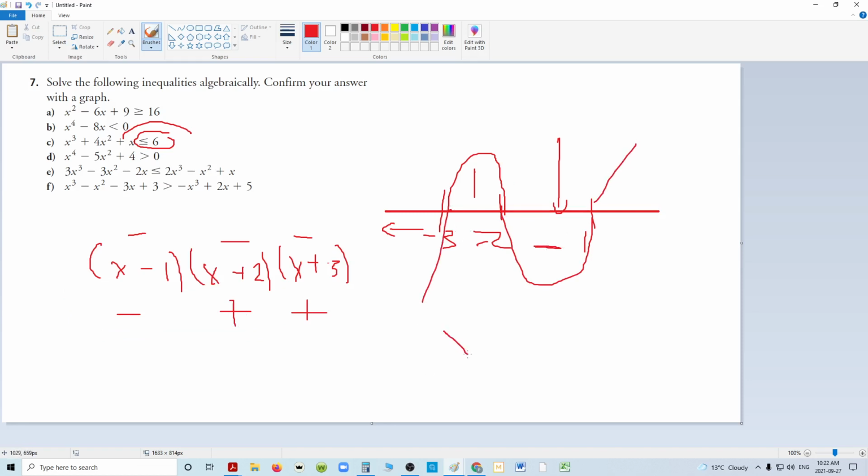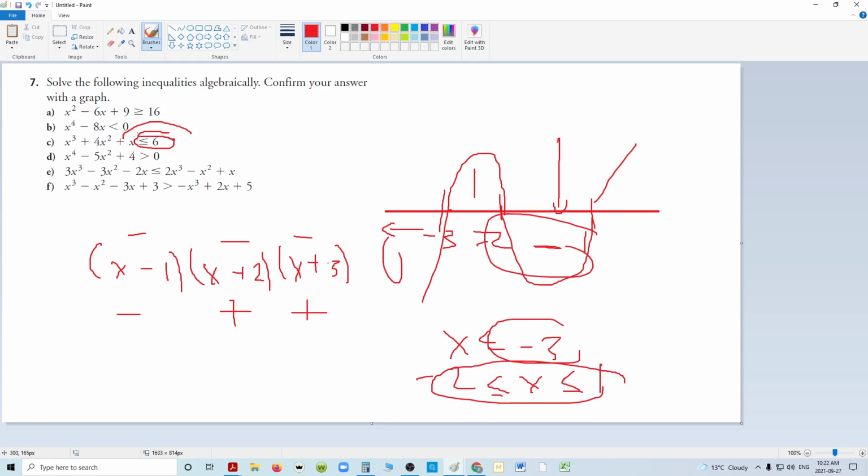So that means when x is smaller or equal to minus 3, it's below 0. And when x is between minus 2 and equal to 1, those are when the graph is negative. In other words, when it's below 0.